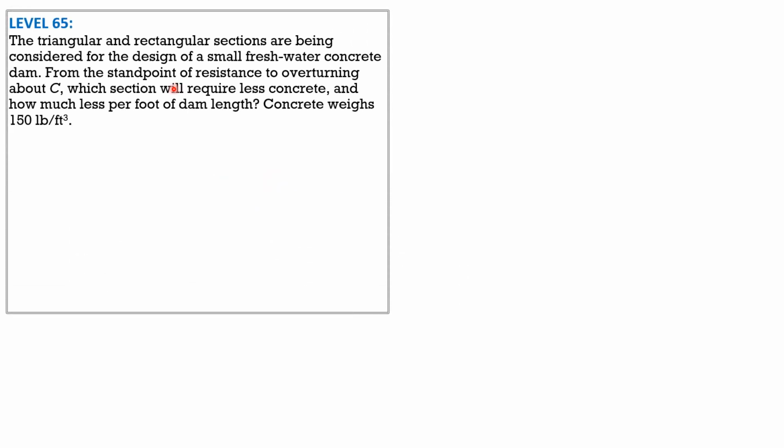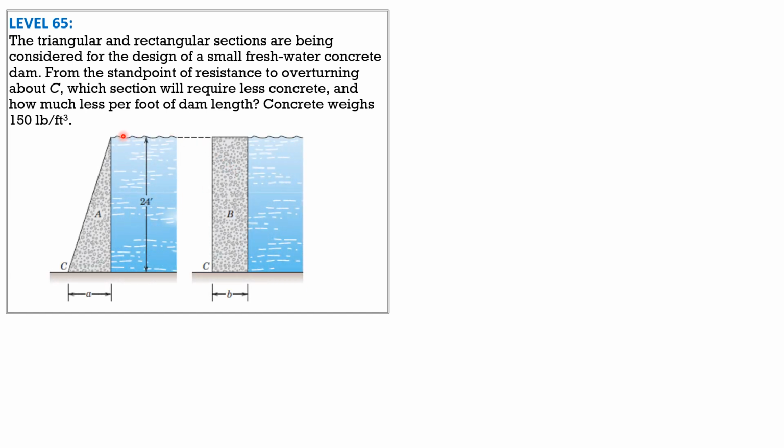Level 65. The triangular and rectangular sections are being considered for the design of a small freshwater concrete dam. From the standpoint of resistance to overturning about C, which section will require less concrete, and how much less per foot of dam length? Concrete weighs 150 pounds per cubic foot.